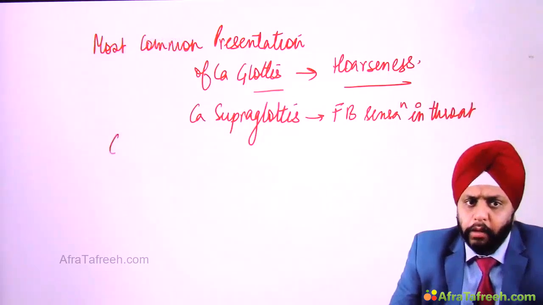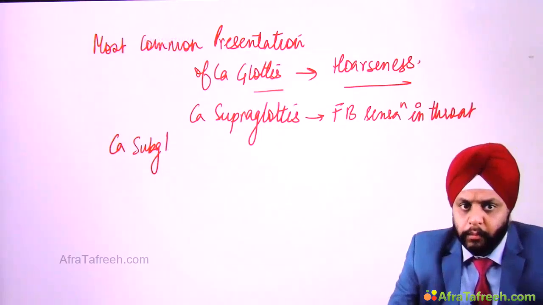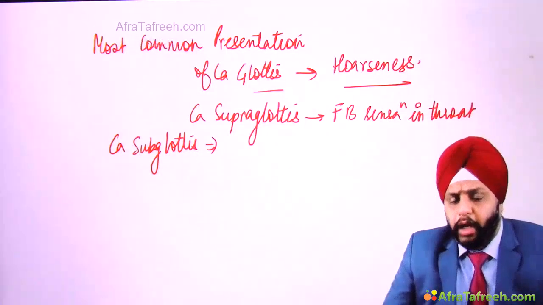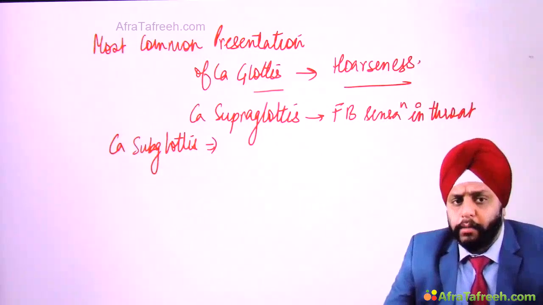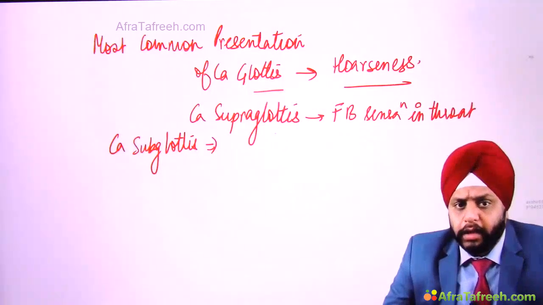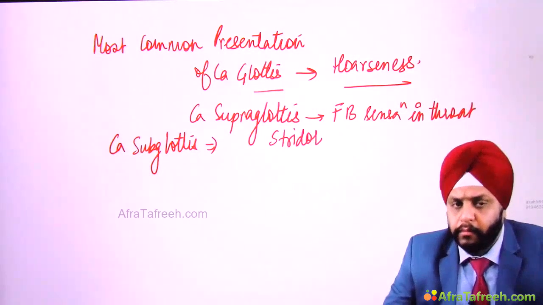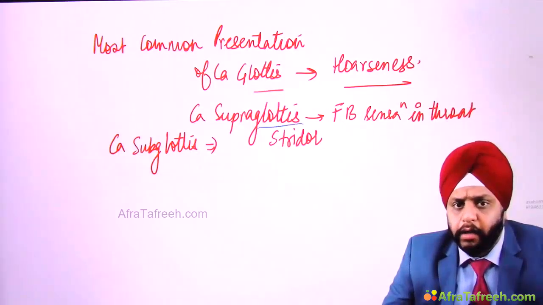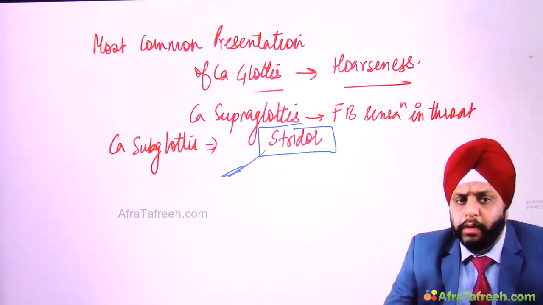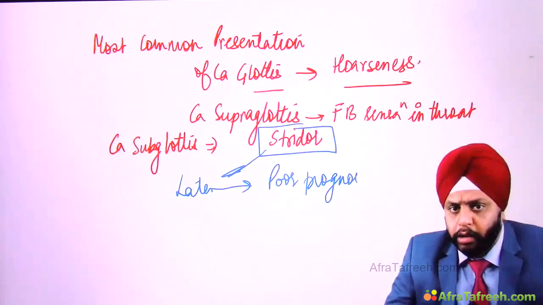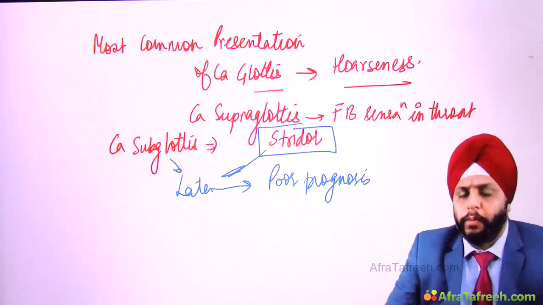Right? And what about CA subglottis? So remember, the subglottis does not have any structure. So any malignancy or tumor or mass in the subglottis has only one way of presenting, by blocking the airway and thus causing stridor. Okay, now because CA subglottis presents with stridor and there is no other structure, it usually presents late, and because of this late presentation, it has a poor prognosis. Okay, so CA subglottis has a poor prognosis.